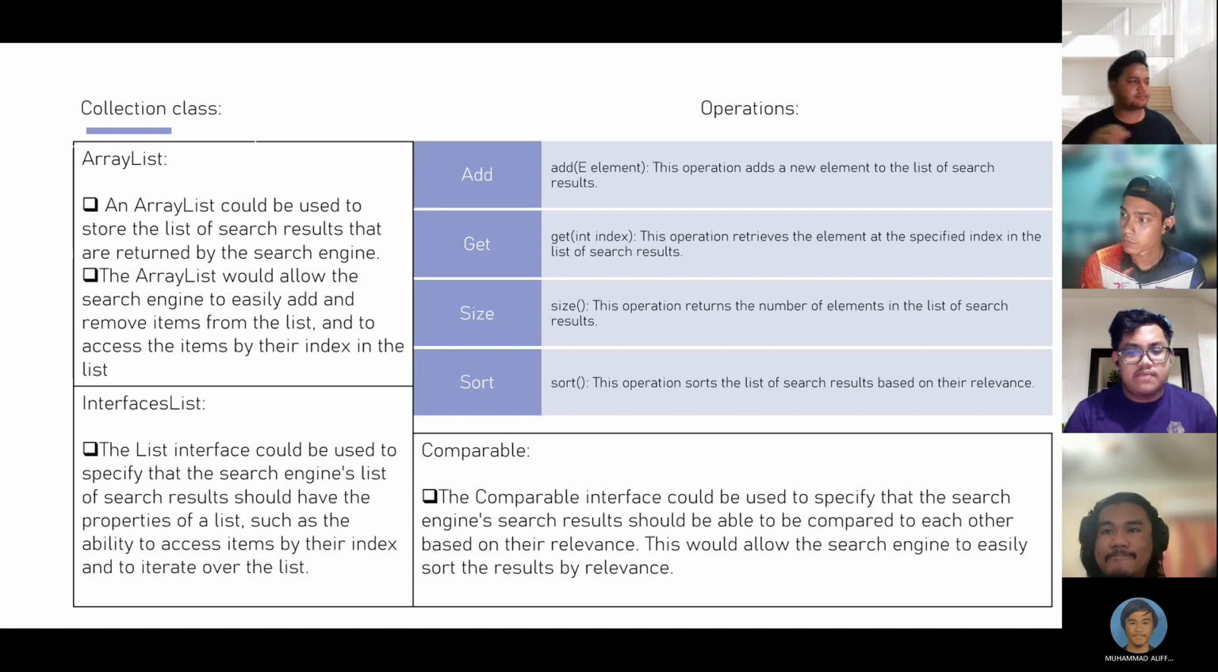interface, it could be used to specify that the search engine's search results should be able to be compared to each other based on their relevance. This will allow the search engine to easily sort the results by relevance. So when we search, we know the top one is the most relevant to what we searched, followed by the second and third points that Google displays. So the first result might not have what we want, but the second point has what we want. Okay, next.